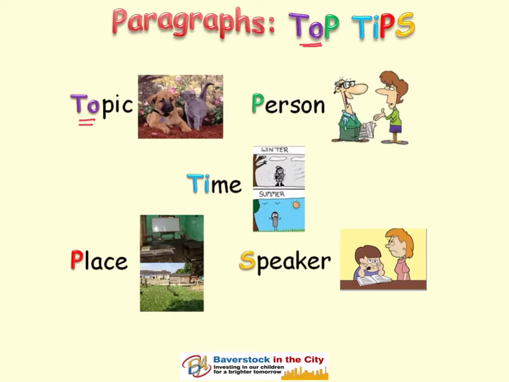The next part of our top tips is person. If we're going to start talking about a new person in our writing, we would begin with a new paragraph. The third part of our top tips is time. If we're going to start talking about a different time frame, then we would begin a new paragraph. The fourth part of our top tips is place. If we're going to talk about a new place in our writing, then we would begin a new paragraph.